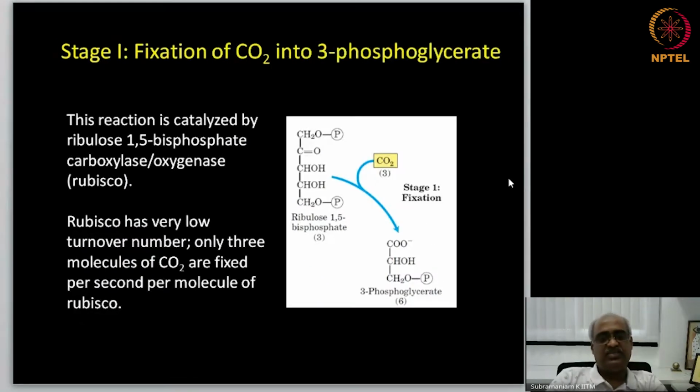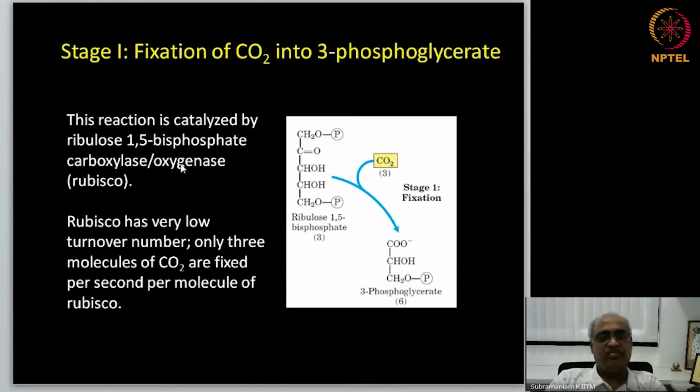So this is stage 1, Ribulose 1,5-bisphosphate becoming 3-phosphoglycerate. This is catalyzed by an enzyme called Ribulose 1,5-bisphosphate carboxylase oxygenase, because it does both reactions. And we simply call it Rubisco. Most people call this enzyme Rubisco. So if you refer to it as Rubisco, I'll be happy enough.